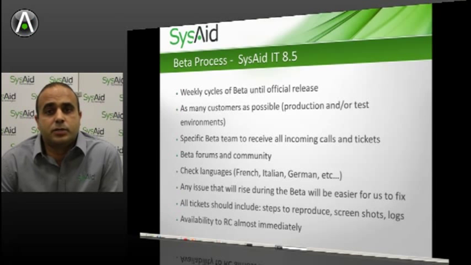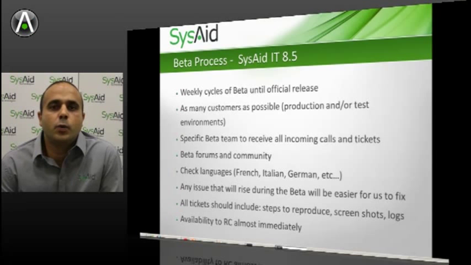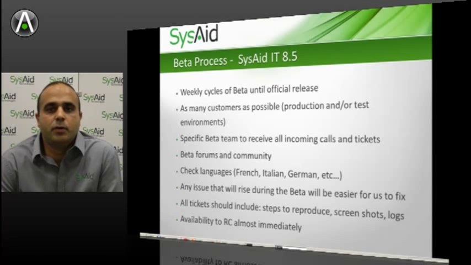We would like to ask you to participate in this beta process. It will be very beneficial if as many customers as possible participate, whether on a production environment or on the test environment. We have, of course, a specific QA team here in SysAid, but we can't simulate all environments of all customers around the world, and you probably know that SysAid has thousands of customers worldwide, so it will be very helpful if you help us during this beta process.